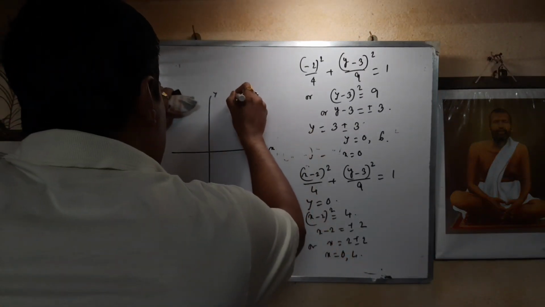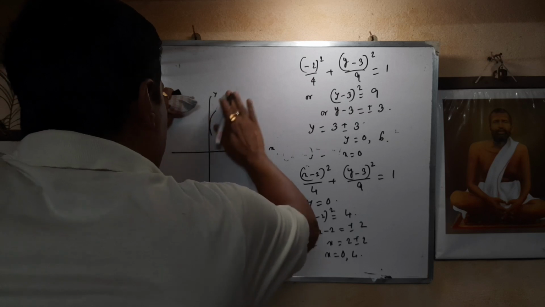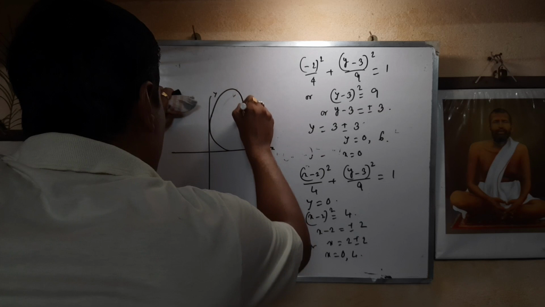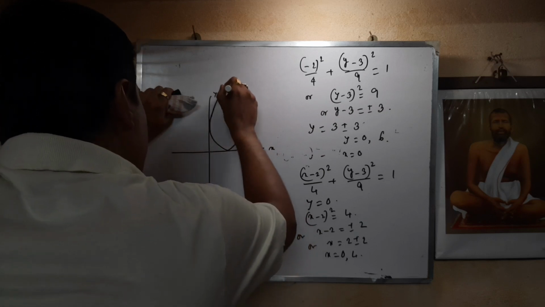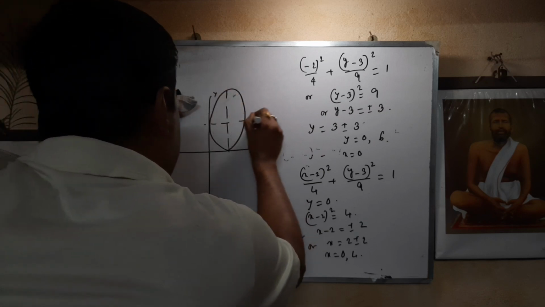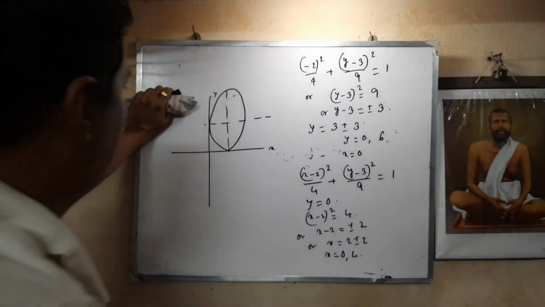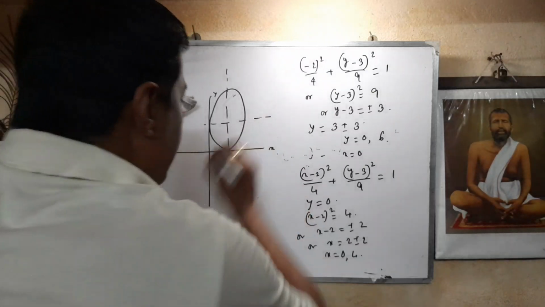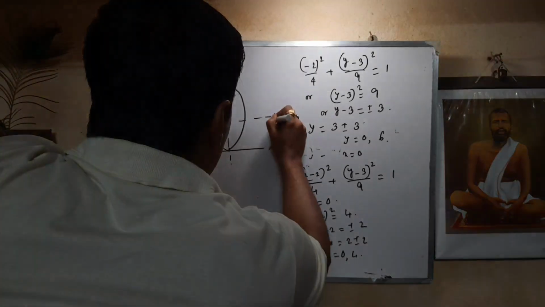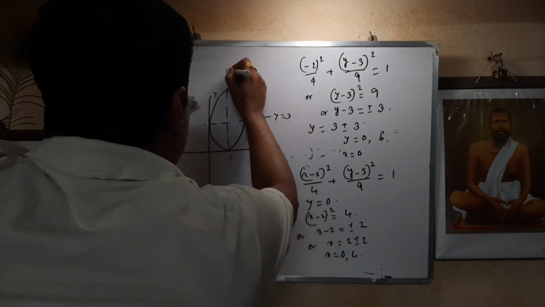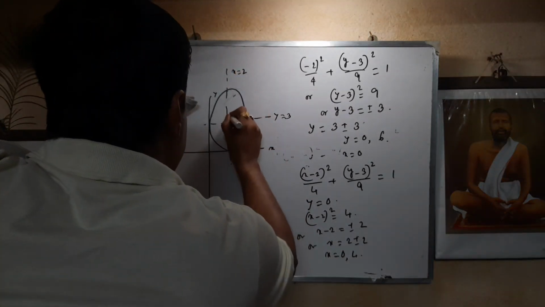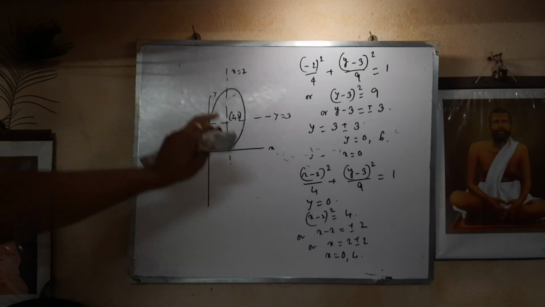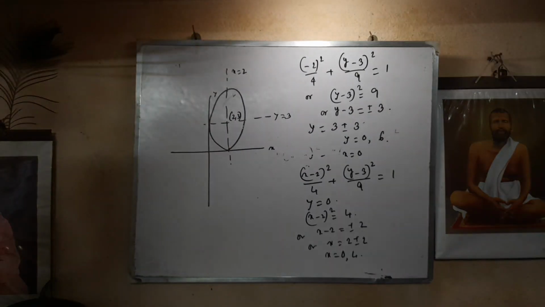It may be of the form like that. There are two axes of the graph. One is y equal to 3, and the other is x equal to 2. This is the center of the ellipse, that is 2, 3. Okay, the graph should be like that.